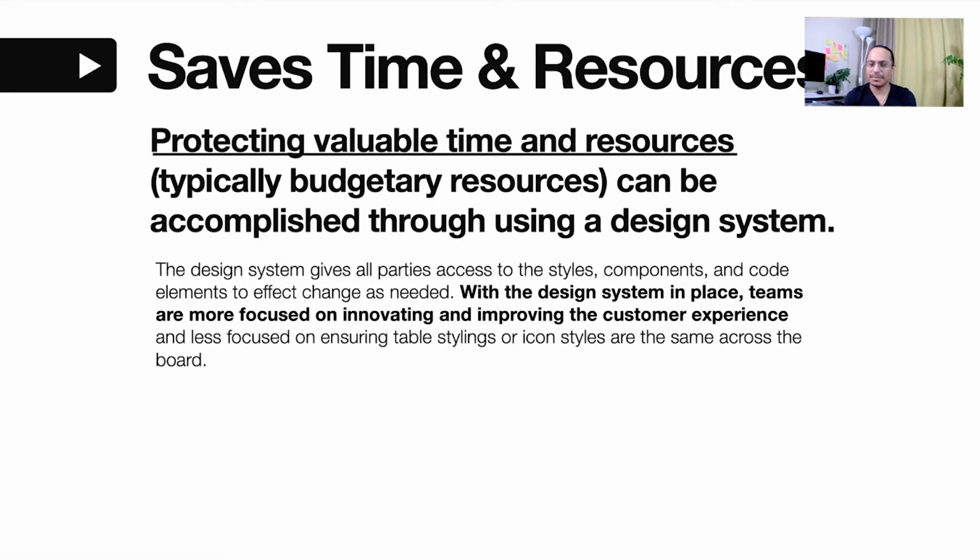So with the design system in place, teams are more focused on innovating and improving the customer experience, and less focused on ensuring table styles or icon styles are the same across the board. Now they're able to save time because of the design system. The company is able to save a lot of time, resources and money because they are reusing these components to build new screens, new applications, new journeys.